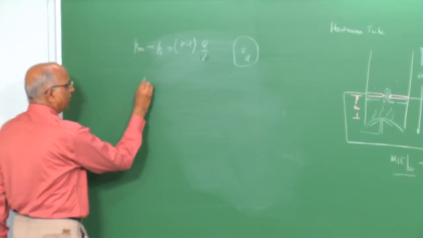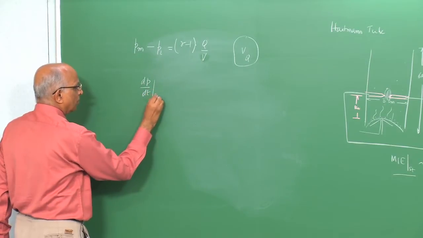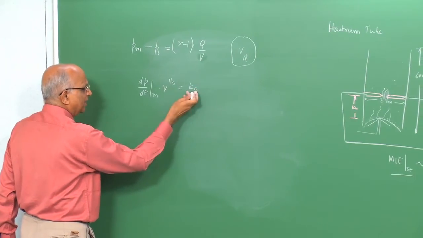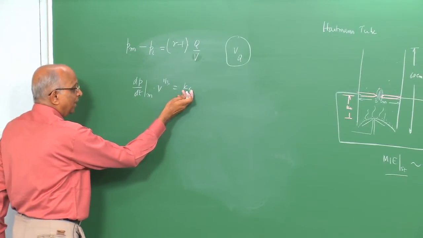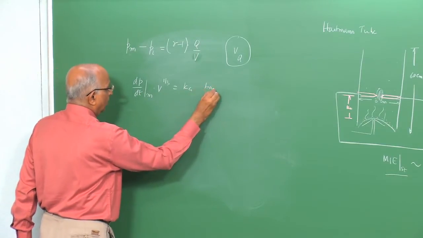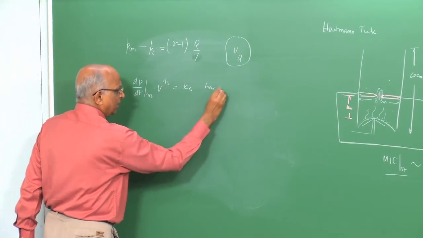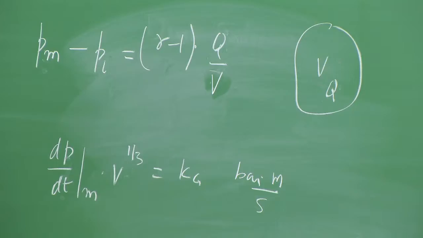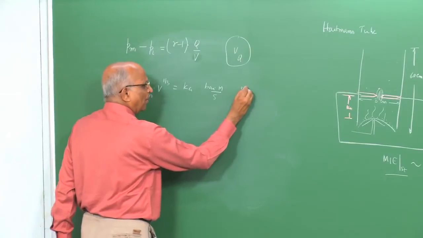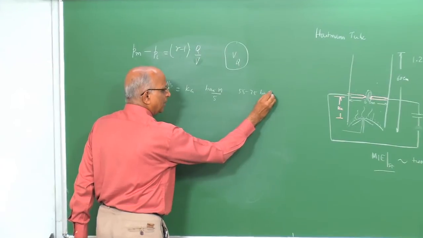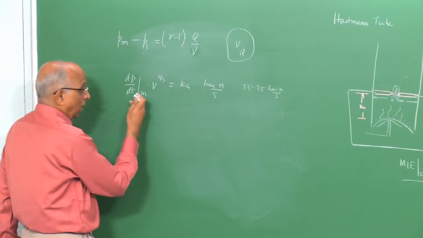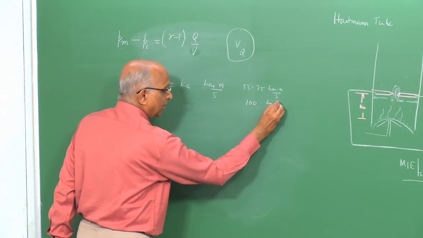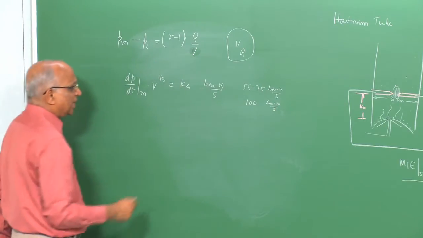We also had an expression for dP by dT maximum times volume to the power 1 by 3, equal to KG, where KG denotes the violence rate, with unit bar meter per second. And we said for hydrocarbon gases, typically the value is around 55 to 75 bar meter per second. For a hydrogen air mixture, it's much higher, of the order of 100 or 110 bar meter per second. What are the values for dust mixtures?